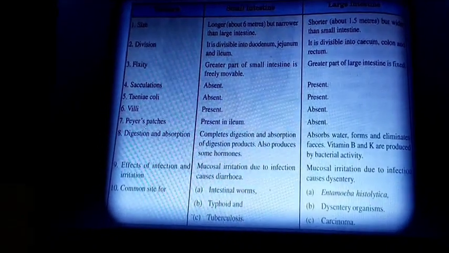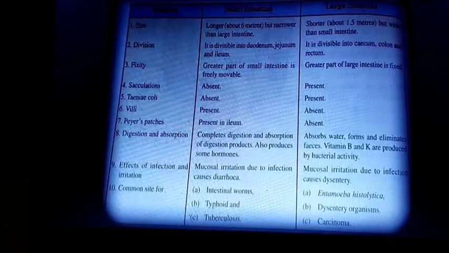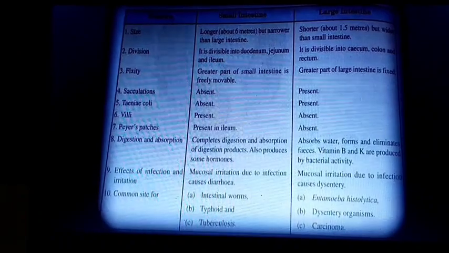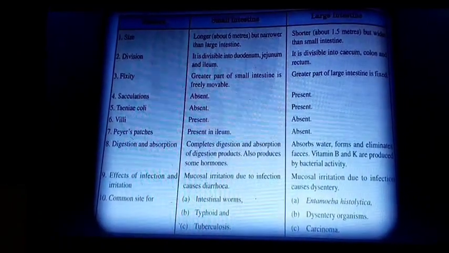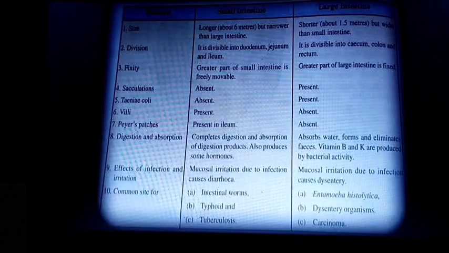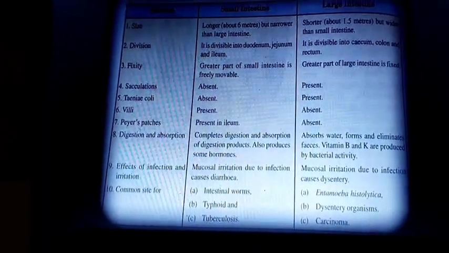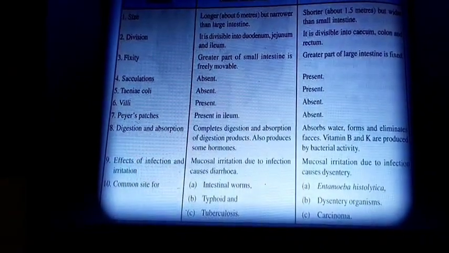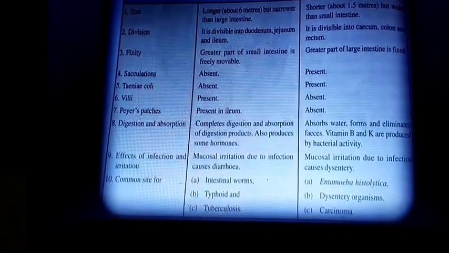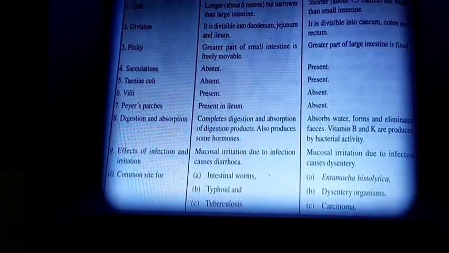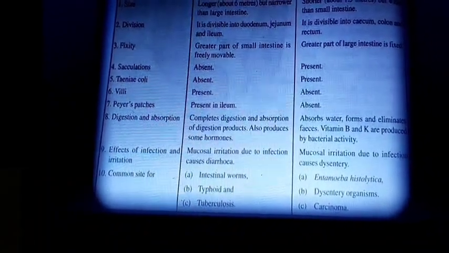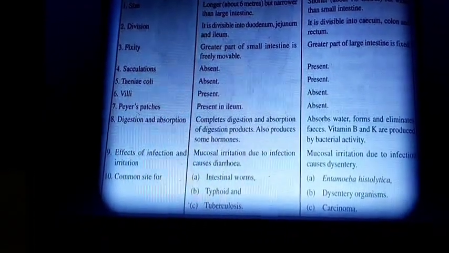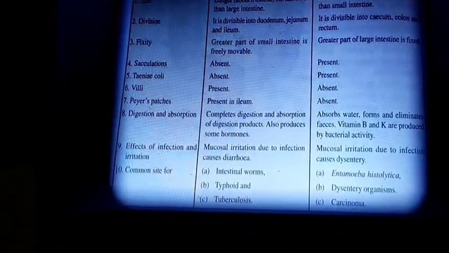Fixity: the greater part of the small intestine is freely movable, and the greater part of the large intestine is fixed. Sacculations: absent in the small intestine, present in the large intestine, meaning haustra. Tinea coli are absent in the small intestine and present in the large intestine. Villi are present in the small intestine and absent in the large intestine. Peyer's patches are present in the ileum and absent in the large intestine.